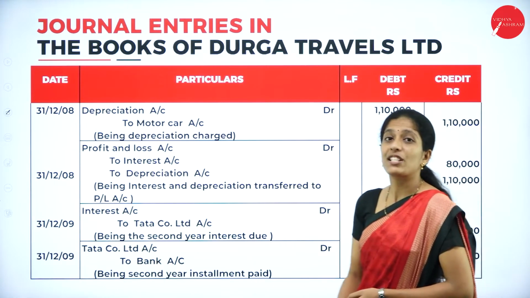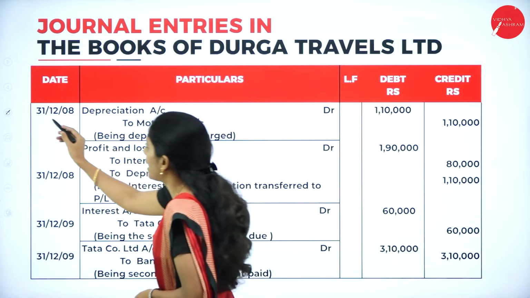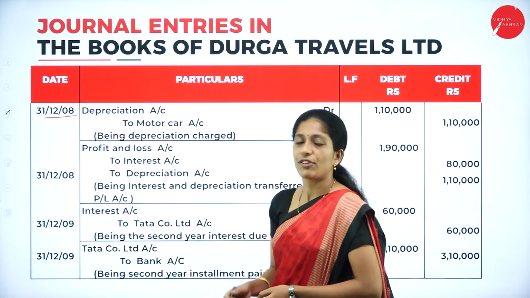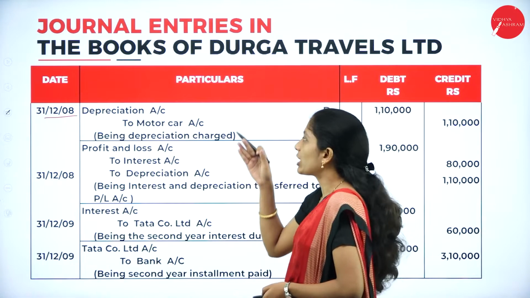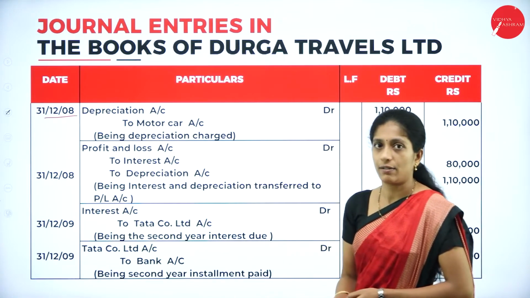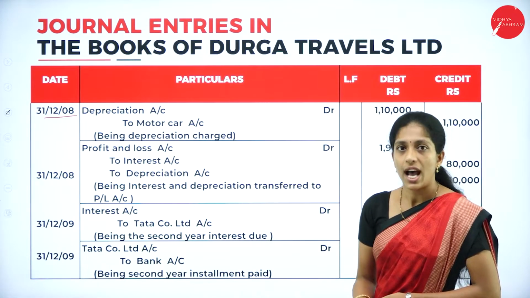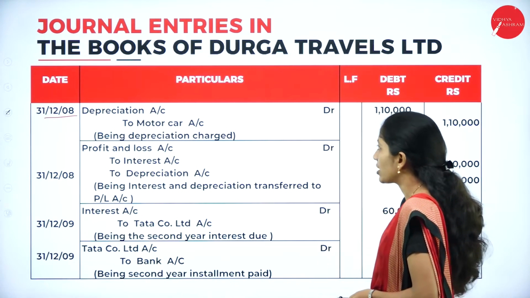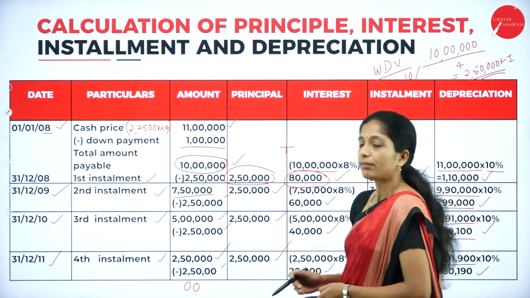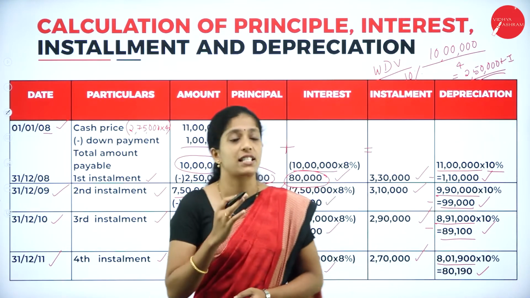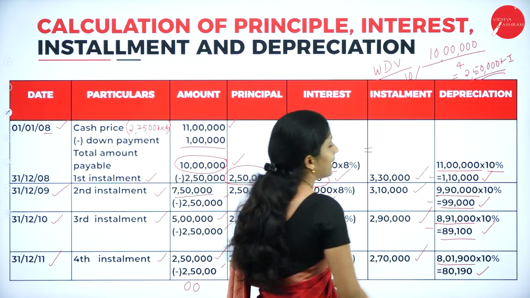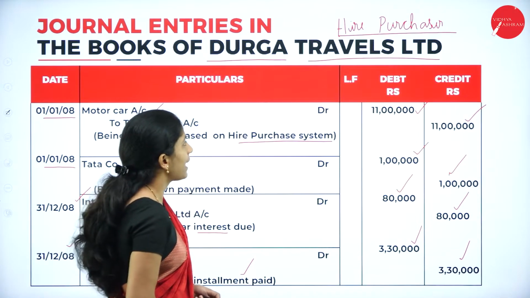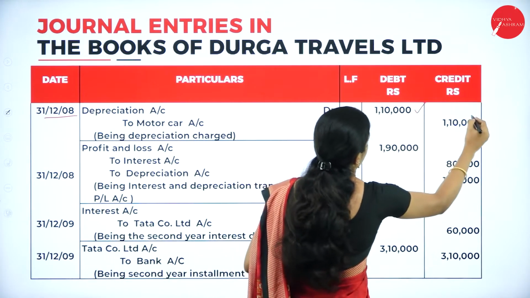Next, for depreciation charge, that is at the end of the first year, 31/12/2008, depreciation account debit to motor car account, that is depreciation account debit to asset account. So here the asset is motor car, being depreciation charged. Now go through the table once again. So what is the first year depreciation? How much? 1,10,000. So record that amount 1,10,000.